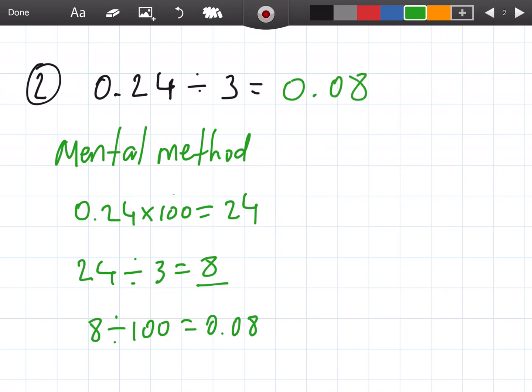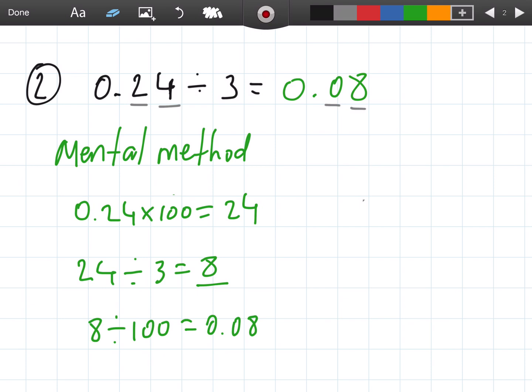So 0.24 divided by 3 is 0.08. Another thing to check here is that the number of decimal places in the question matches the number of decimal places in your answer. This should prevent you from thinking that 0.24 divided by 3 is 0.8.